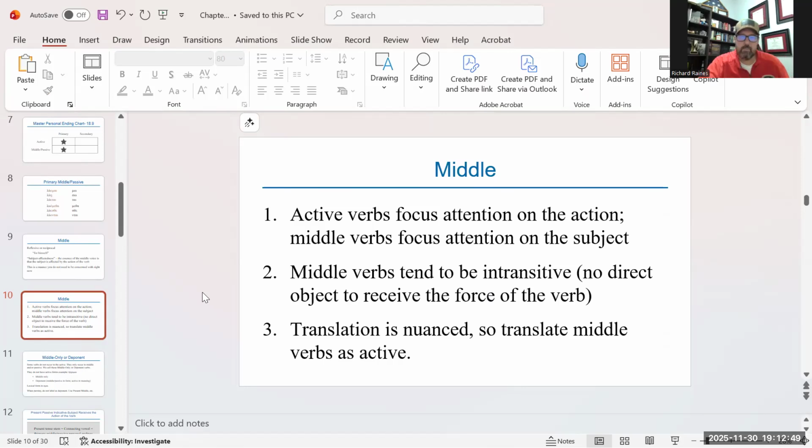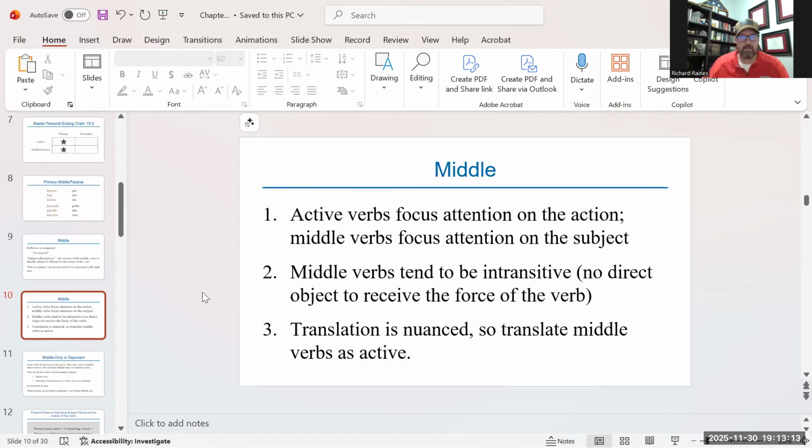So here, sort of saying the same thing, active verbs focus attention on the action. Middle verbs focus attention on the subject. And it's a nuance. That's why we translate it in the active voice, because the nuance doesn't translate in English.